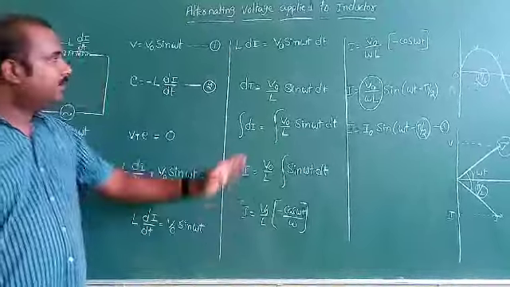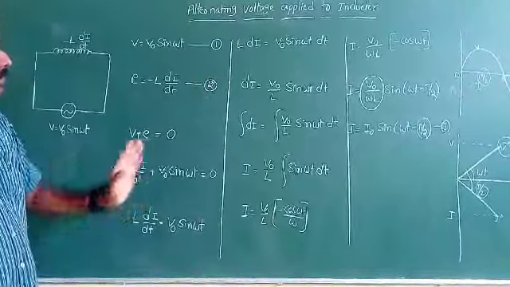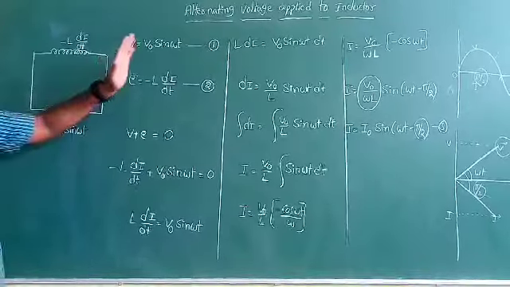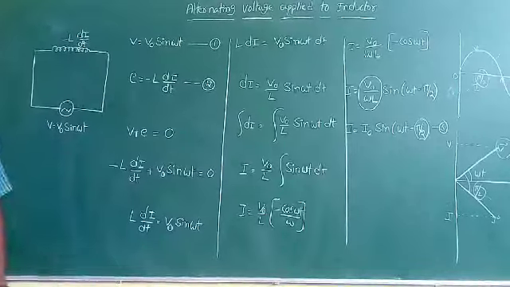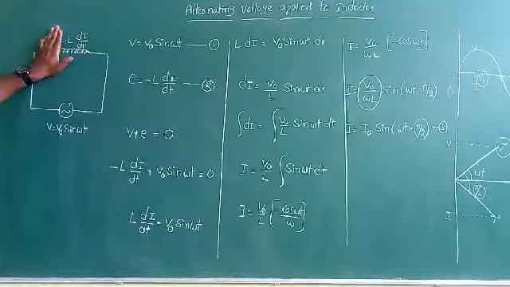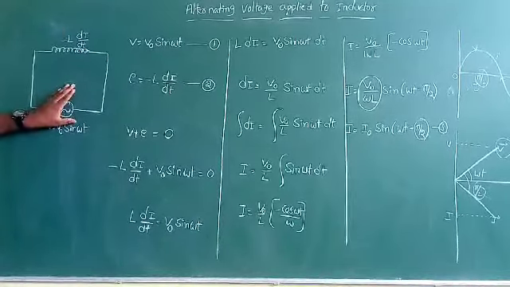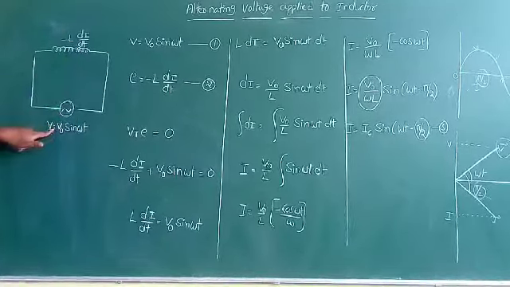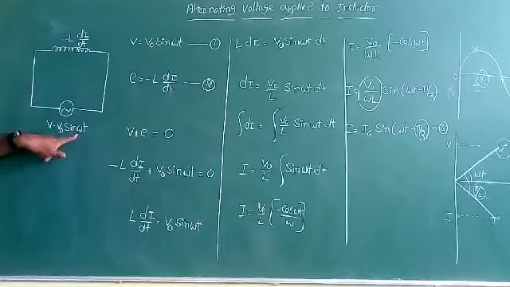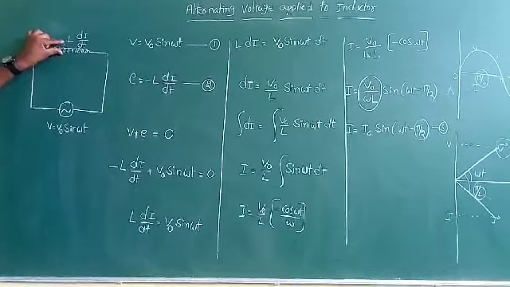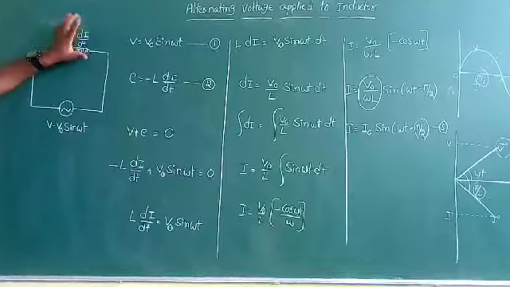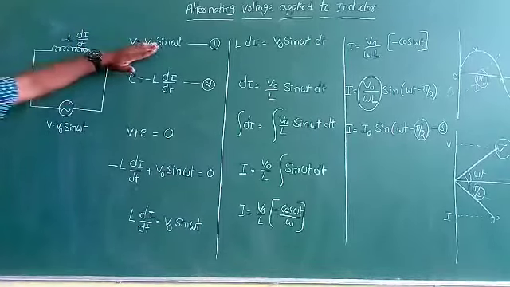So once again, all of you see the derivation and graph. See, alternating voltage applied to inductor. Here is the AC source and this is the inductor. When the AC is connected to inductor, the alternating voltage equation is V = V0 sin ωt, and in the inductor an induced EMF is produced, that is given by minus L dI/dt. Those equations I write as this.